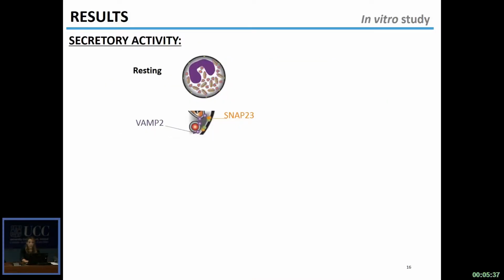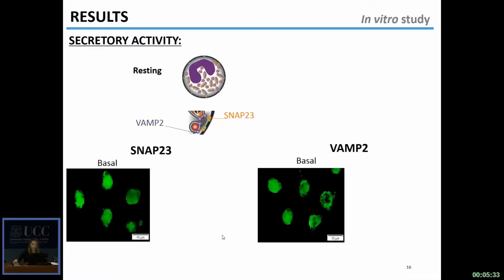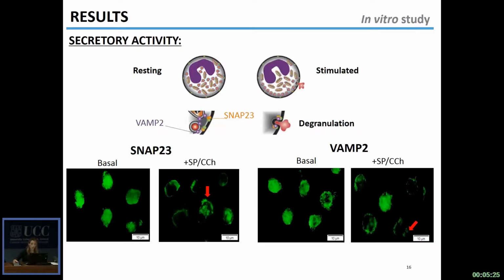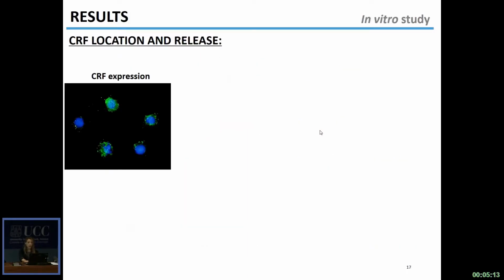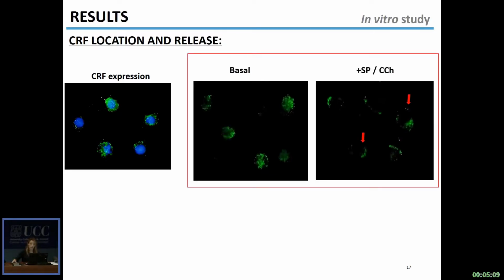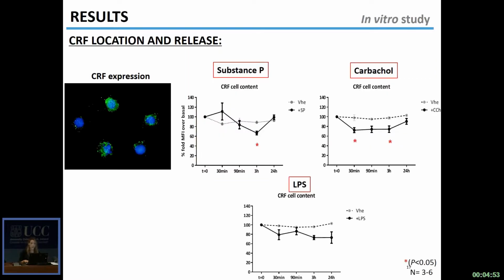However, we evaluated secretory activity at protein level, and we observed a relocation of SNAP23 and VAMP2, two proteins related to vesicular transport. After stimulation with substance P and carbachol, we see a relocation from the cytoplasm to the plasma membrane, indicative of stimulation and degranulation. We then localized cytoplasmic CRF expression in this cell line, and we also observed, after stimulation, a relocation from the cytoplasm to the plasma membrane after stimulation with substance P and carbachol, but not after stimulation with LPS, indicative of secretion. Moreover, the analysis with FACS revealed a decrease in the total protein content after stimulation with substance P and carbachol during time, but not after stimulation of LPS, indicating CRF release.